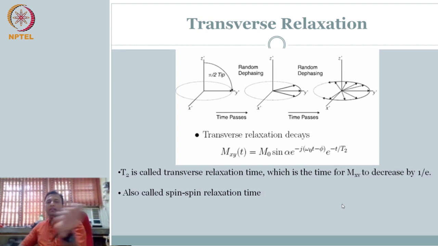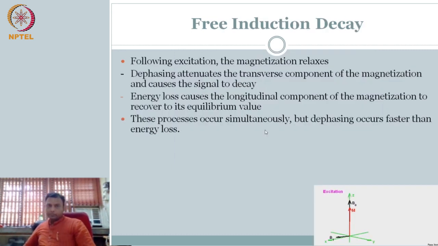The Mxy vector is rapidly rotating in the transverse plane. If I put a coil, what happens? Magnetic flux cuts this coil, current comes in, and then you get the free induction decay voltage, right? So the signal that you actually measure is a voltage signal that we talked about yesterday.